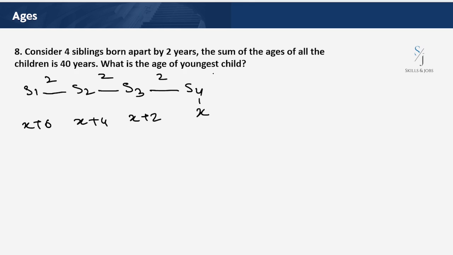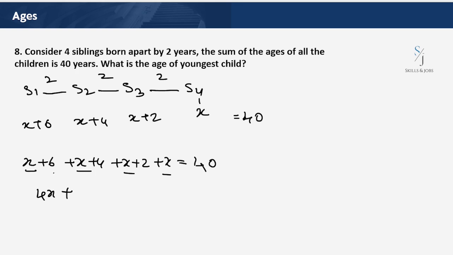It is given in the first part of the question. Now, what is said? Read the second part of the question. The sum of the ages of all the children is 40. So simply what we have to do, we have to add all these ages. x plus 6 plus x plus 4 plus x plus 2 plus x is equal to 40. So simplify it. 1, 2, 3, 4. 4x plus 12 is equal to 40. x is equal to 40 minus 12 by 4. That will come to 28 by 4. So it is going to be 7 years.